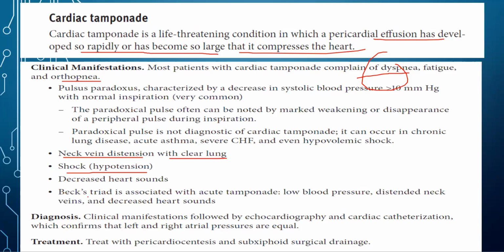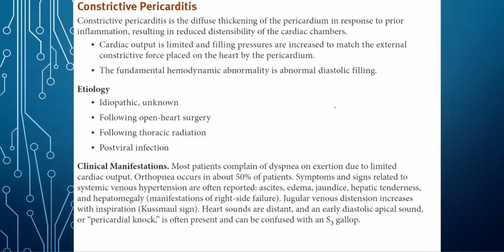And that has a triad, which we call Beck's triad. Beck's triad of acute tamponade means low blood pressure, distended neck veins or raised JVP, and muffled heart sounds. If you get these three, this patient has a cardiac tamponade. And what do you have to do? You have to go for an echocardiogram, like a bedside echocardiogram, and immediately go for pericardiocentesis. So insert a needle in the pericardial cavity and drain that fluid. Clear, guys? Any question?